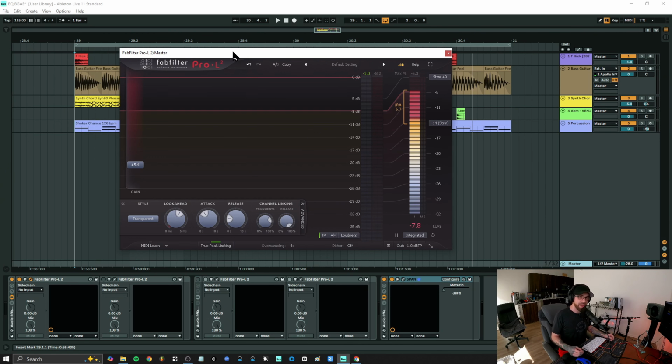So now that we know that Spotify and YouTube and Amazon and all the other streaming services actually limit our audio to around -14 LUFS, let's talk about how to optimize our audio for uploading it to a streaming service. One of the most important things when dealing with audio is dynamic range, or dynamics.